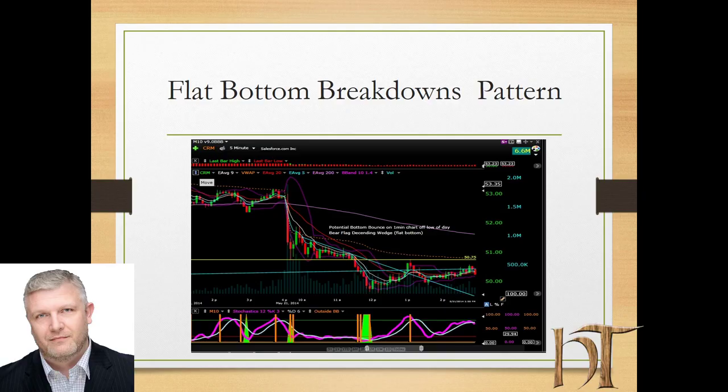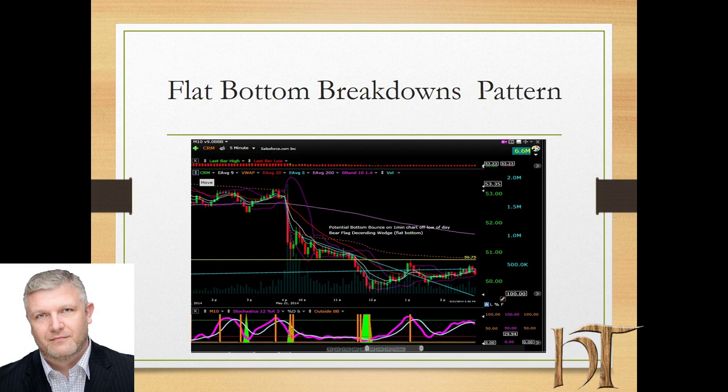Now I'm more biased to the long side. I tend to trade more on the long side. So I find the flat top breakout to be much more successful. It's much more suited to my style of trading. So it's a much more successful pattern for me than the flat bottom breakdown. So I'm not going to spend a lot of time focusing on the flat bottom breakdown, other than to show you this one example here.